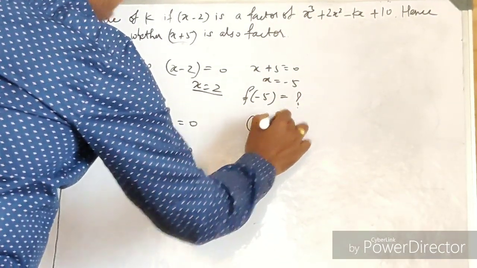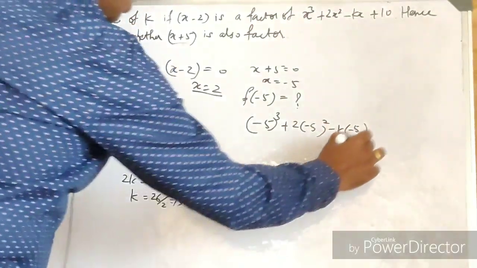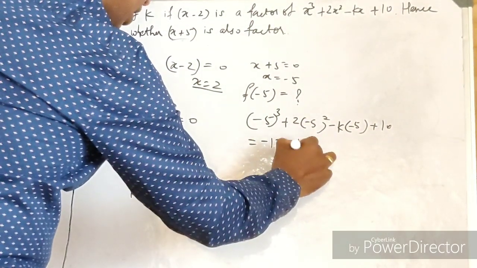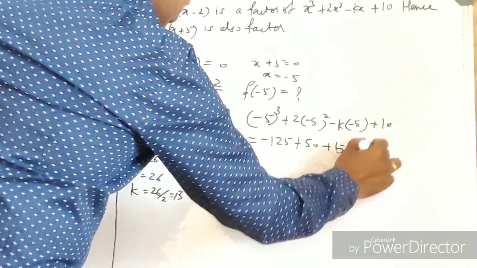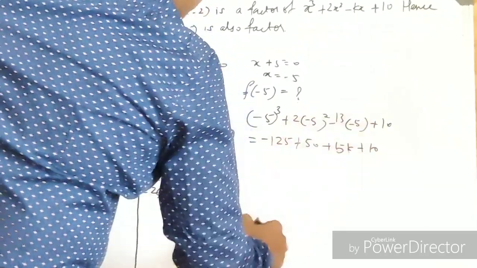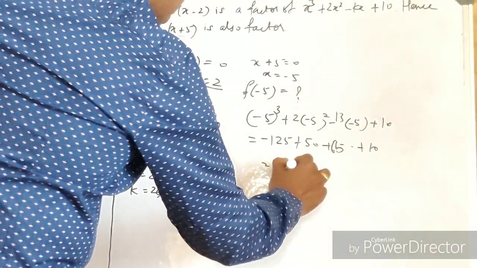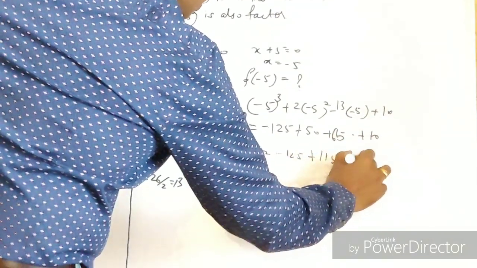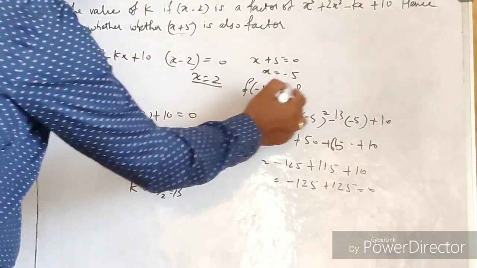Now it becomes minus 5 whole cube plus 2 into minus 5 whole square minus k into minus 5 plus 10. Now what is 5 cube? It becomes minus 125. 5 square is 25, so it becomes 50. Now minus into minus is plus, so plus 5k plus 10. We already know the value of k. k is 13, so let's substitute 13. 13 times 5 is 65. Now minus 125 plus 50 plus 65 becomes minus 10, and then plus 10. So it becomes minus 125 plus 125, which is equal to 0. So f of minus 5 becomes equal to 0.